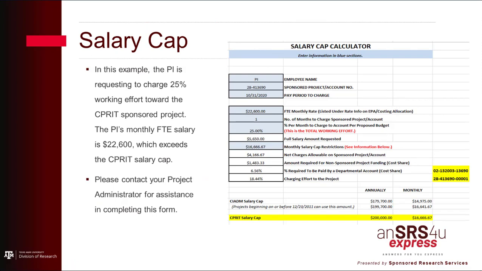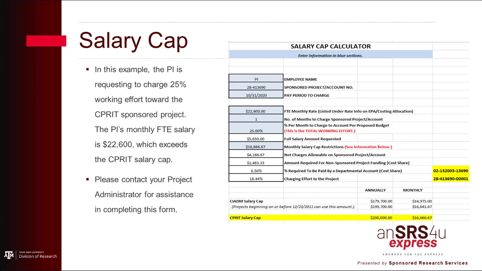So again, when a project administrator is reviewing a costing allocation or a PCT and an individual is over the salary cap, we use this worksheet to determine what the correct split should be between the sponsored account and the departmental cost share account that's established. In this specific example, we see that the PI is requesting to charge 25% working effort towards the CPRIT sponsored project. That PI's monthly salary is $22,600, which does exceed the CPRIT salary cap as shown on the worksheet.